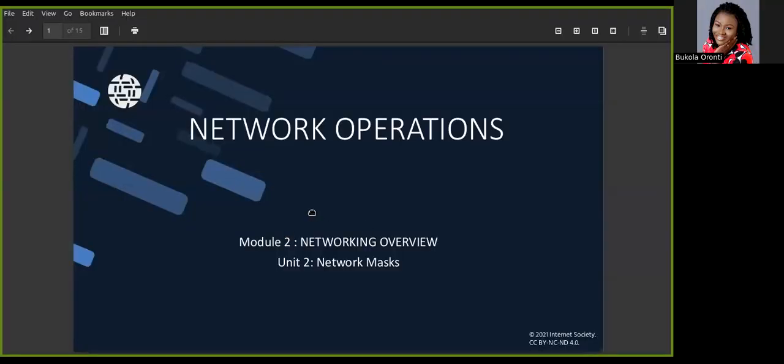So, I want to look at the second module. Let me try and share my screen again while we run through the second one. For this Module 2, the second topic under Module 2, I hope you all can see my screen again. The second topic we'll be looking at, still under networking overview, is network mask.